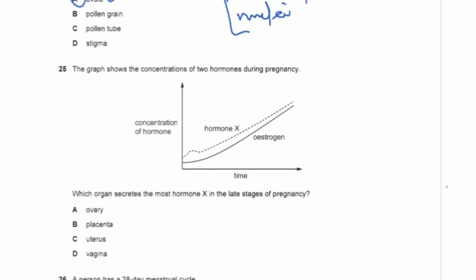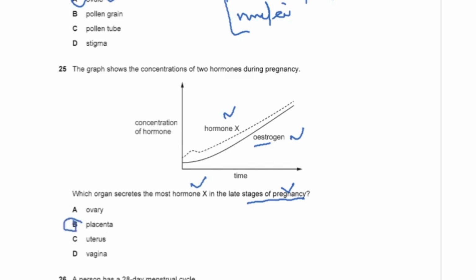The next one: the graph shows the concentration of two hormones during pregnancy. Now, this is estrogen, a very important hormone in the female reproductive system, and the next one is hormone X. You can see that they are both increasing. Which organ secretes the most hormone X in the late stages of pregnancy? These hormones are secreted by the ovary at the start, but as the pregnancy goes on, they get secreted by the placenta.